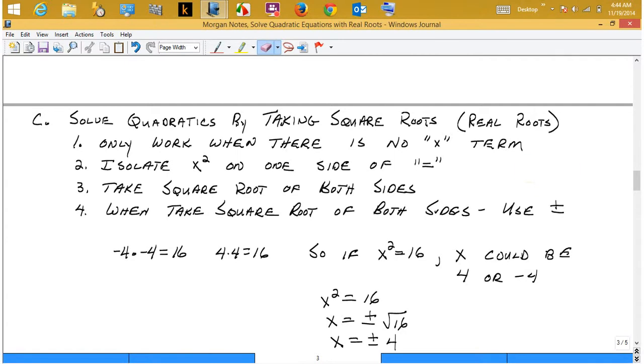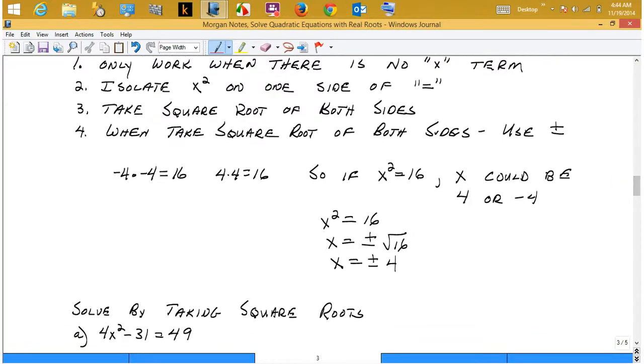And what we want to do is get the x squared term all alone on one side of the equation. Then we're going to take the square root of both sides. Now when we take the square root of both sides, we're going to have to put a plus or minus sign on one of the sides. And the reason for that is, let's take a look down here. I could have a negative 4 times a negative 4 equal to 16. Also, a positive 4 times a positive 4 is equal to 16.